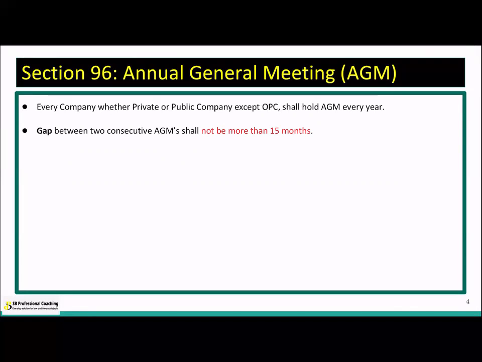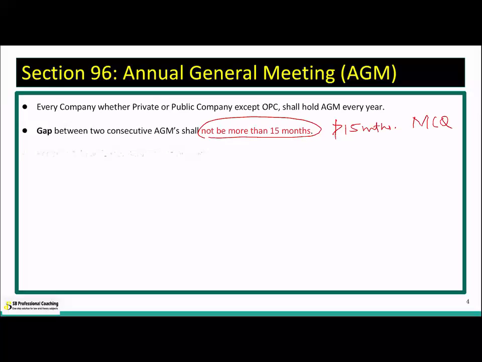Secondly, whenever a company conducts an AGM for a particular year, then the gap between 2 AGMs, that is the AGM for this year and the AGM for the next year, the gap between these 2 consecutive AGMs shall not be more than 15 months. This is important from your MCQ purpose. I hope this is clear. So the gap between 2 AGMs shall not be more than 15 months.